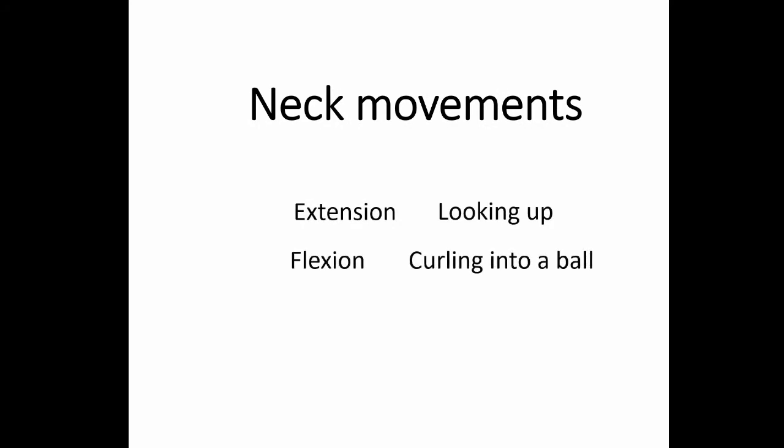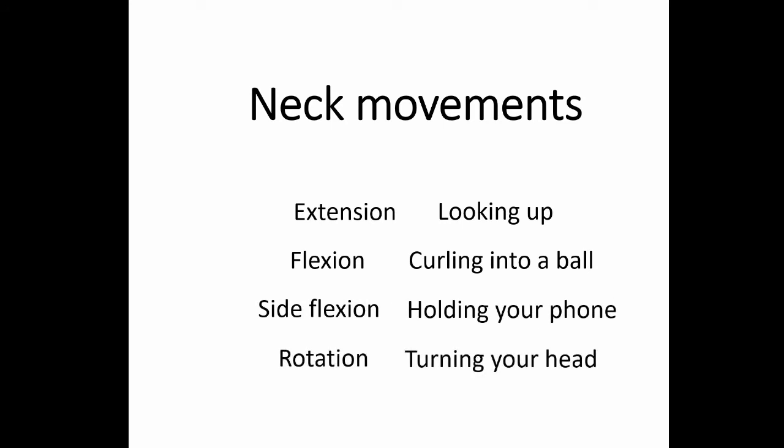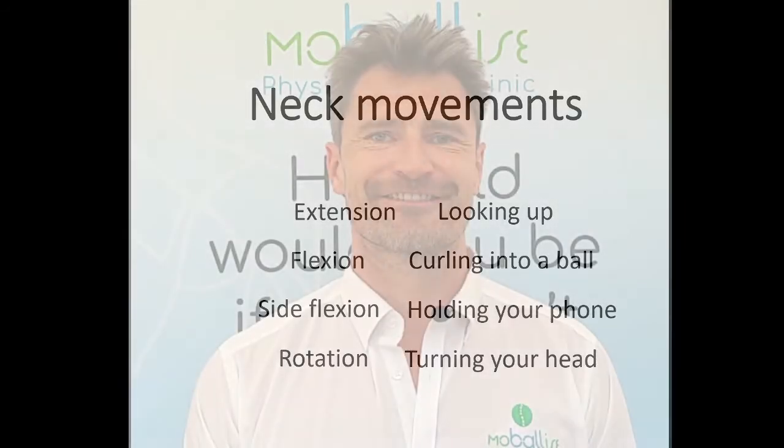Now let's have a look at the neck movements available. You have extension for looking up, flexion for curling into a ball, side flexion for holding your phone with your shoulder, and then rotation for turning your head. There you are then. Everything you need to know about landmark anatomy for the neck.